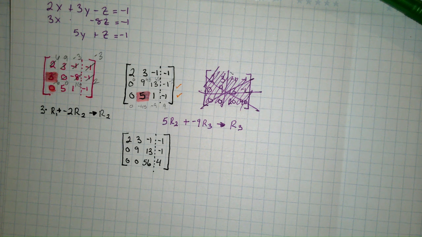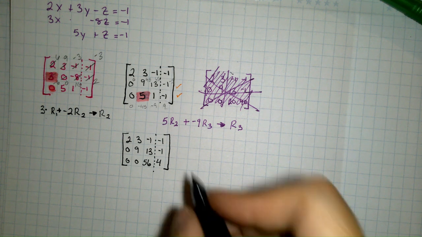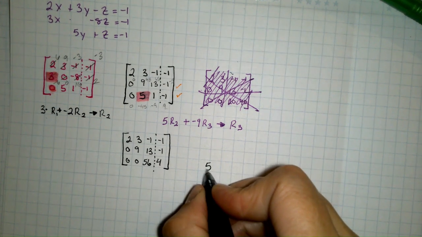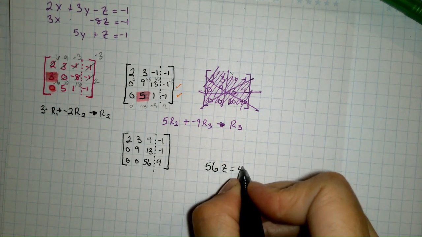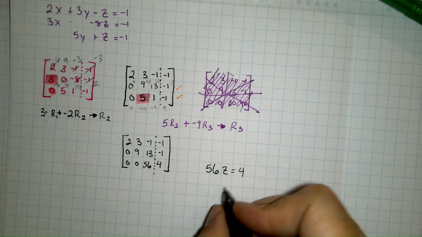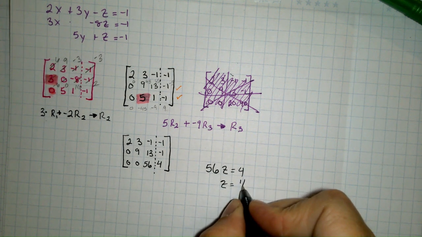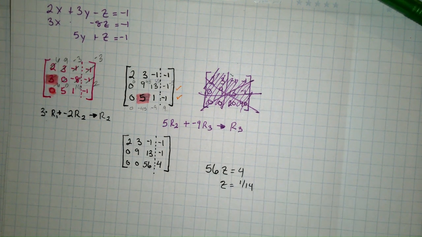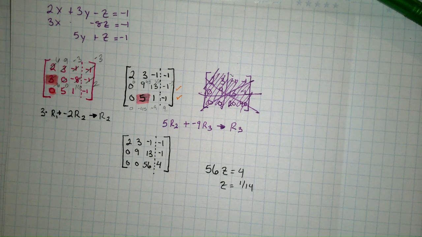We have a lower triangulation. This is great. So we're going to take our last one, which was 56z equals 4. And if you type that into a calculator, you will find out z equals 1/14. Again, like I've said in other videos, use fractions. If you write down all the decimals on the calculator, you're still rounding, and you don't want to have to worry about significant figures and rounding error.